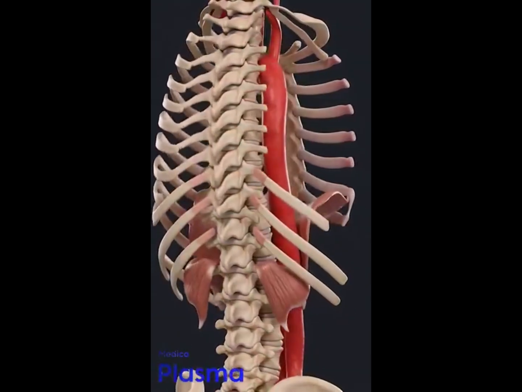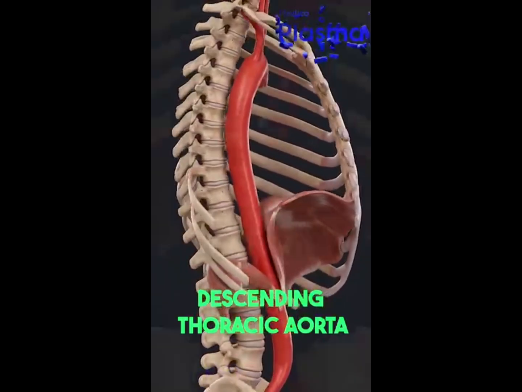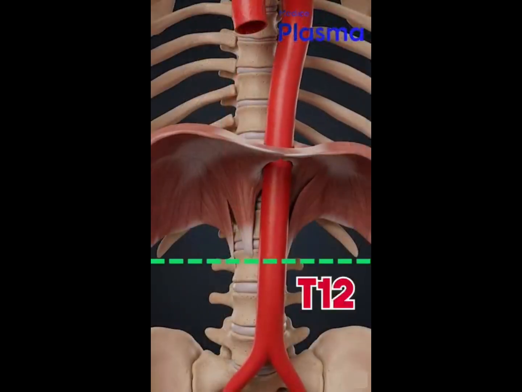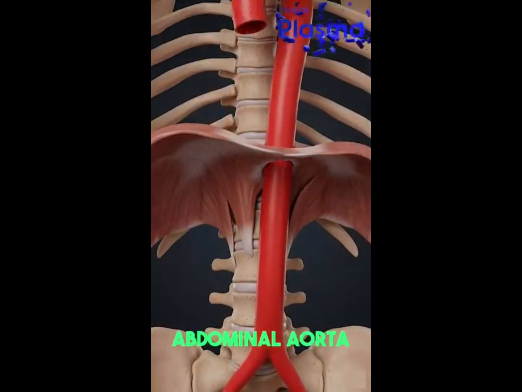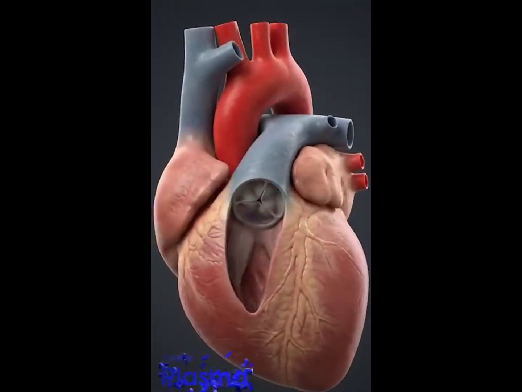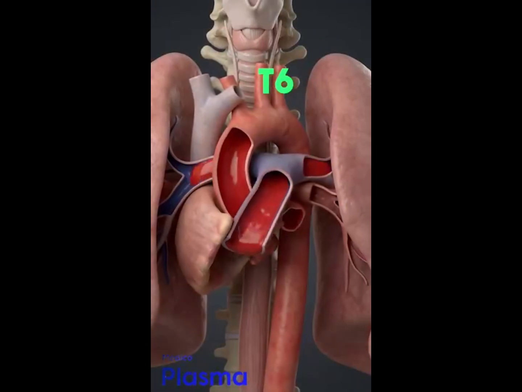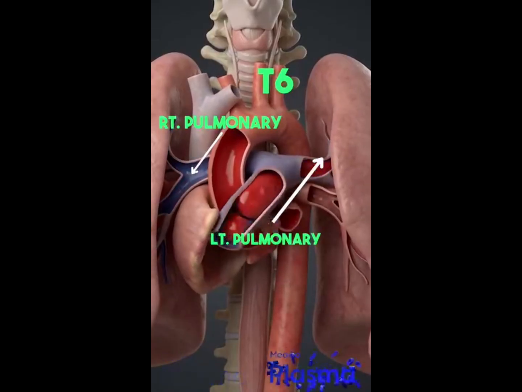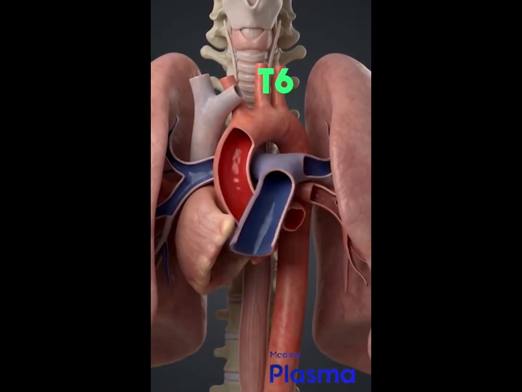Beyond this, it continues as the descending thoracic aorta, which passes through the diaphragm at T12 and becomes the abdominal aorta. The pulmonary trunk arises from the right ventricle, runs anterior to the ascending aorta, and divides at the level of T6 into right and left pulmonary arteries carrying deoxygenated blood to the lungs.